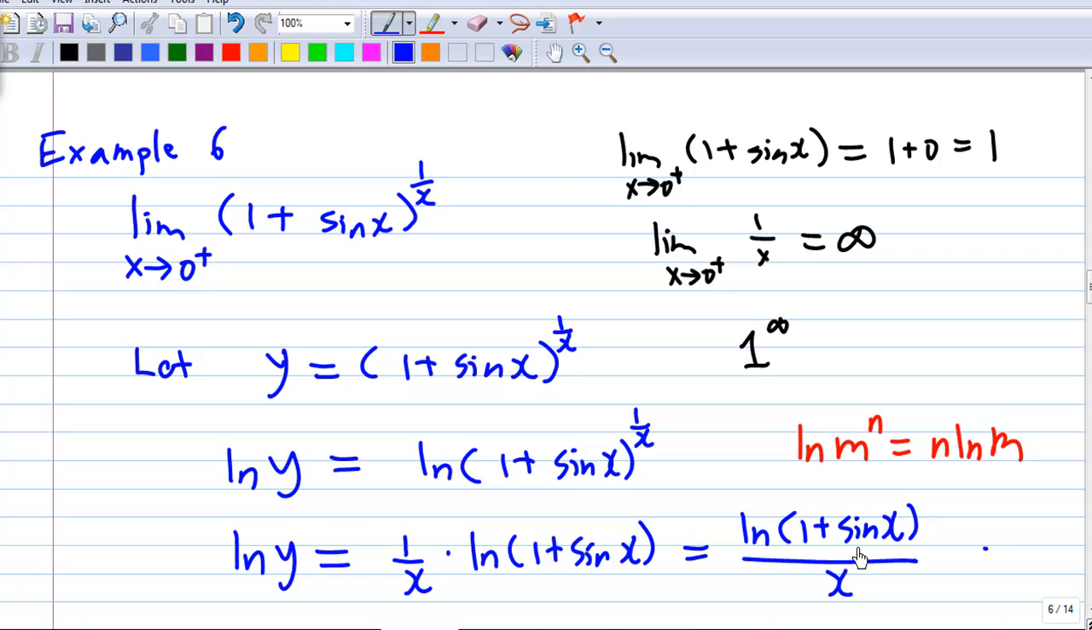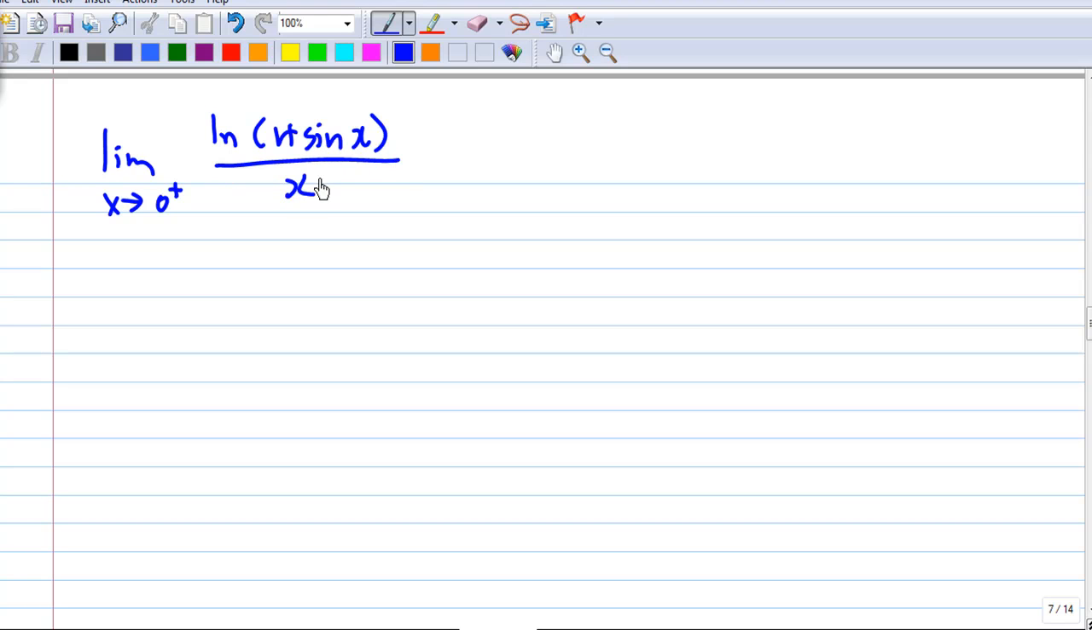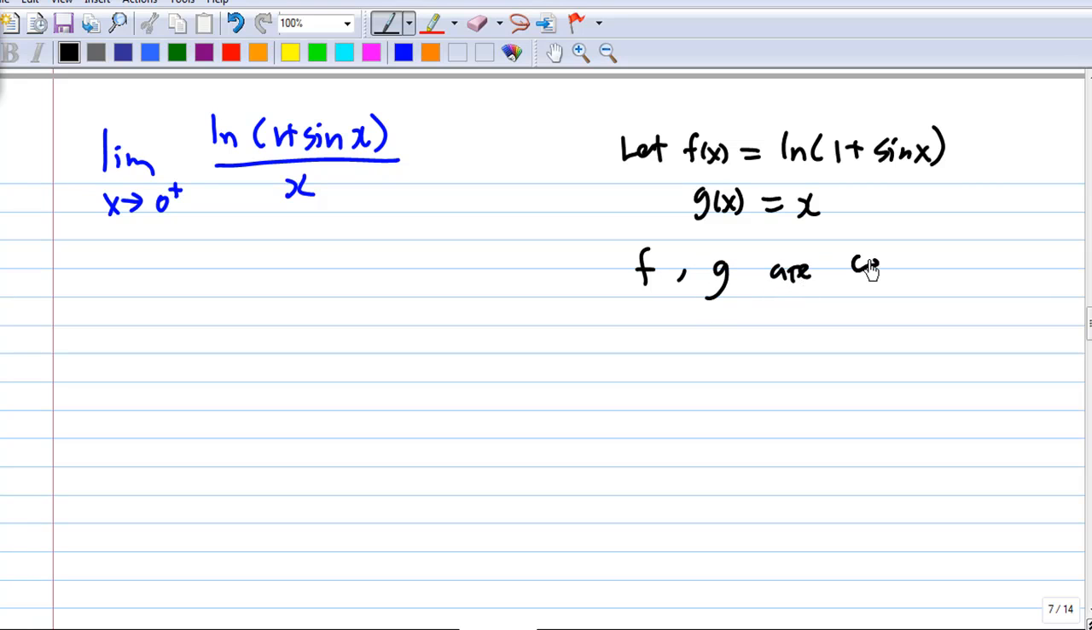So we have a situation now. We're going to find the limit when x approaches 0. What happens to ln(1 plus sine x) over x? So let's examine this problem now. As x goes to 0 from the right, ln(1 plus sine x) over x. If you let f(x) equal ln(1 plus sine x), and let g(x) equal x here, then we know that f and g are continuous and differentiable at the point x equal to 0.